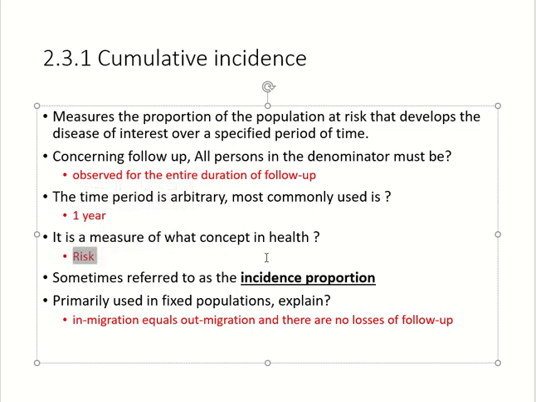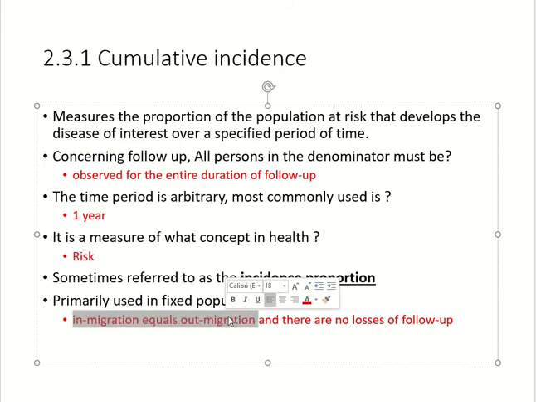So, also a very important point to keep in mind is that cumulative incidence relates to the concept of risk. Sometimes we refer to it as incidence proportion, and what you require is a fixed population. That means in-migration and out-migration are equal to each other, and there's no loss to follow-up.